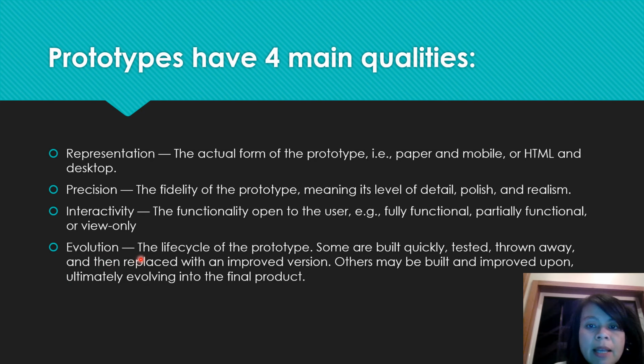So the next quality is evolution, the life cycle of the prototype. Some prototypes are built quickly, tested, and then thrown away, and then replaced with an improved version. Others are built and then improved upon, ultimately evolving into the real thing, the final product.